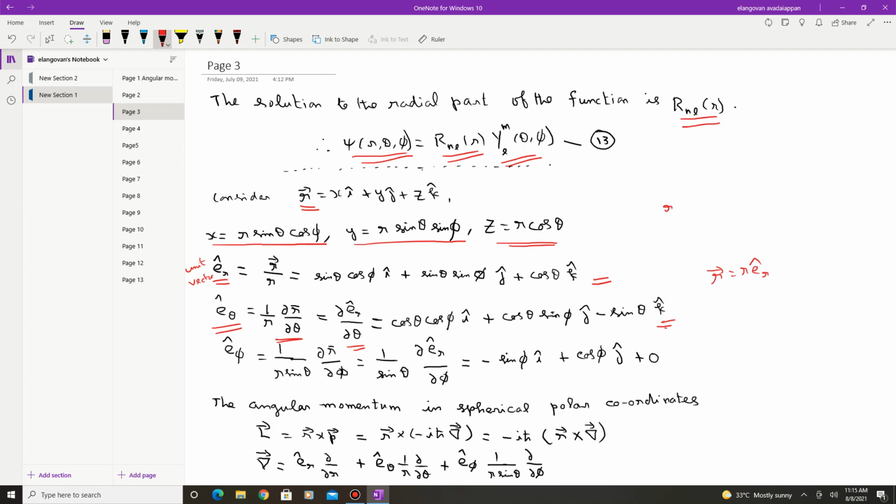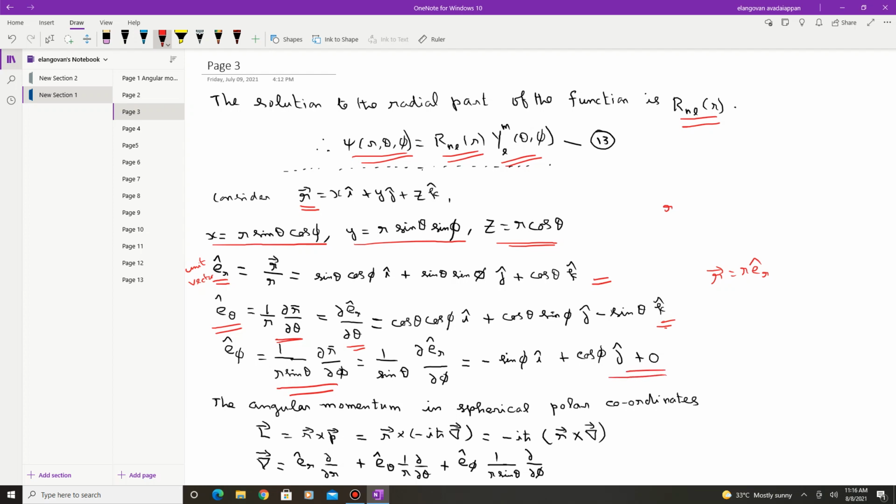E suffix phi is defined as 1 by r sin theta partial dr by d phi, and this can also be evaluated, and this value is calculated as minus sin phi i plus cos phi j. So you will get this expression.